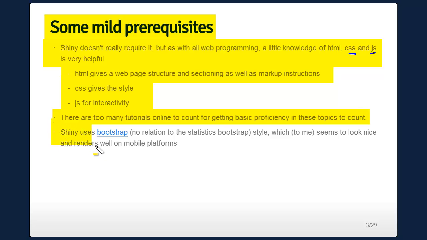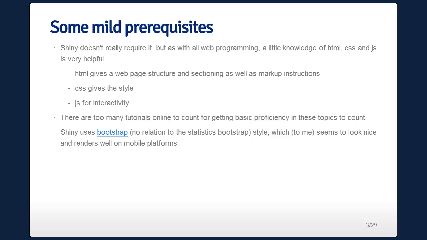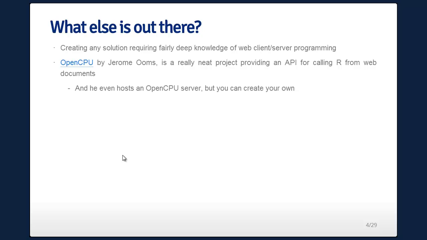The style Shiny uses is the so-called Bootstrap style, which has no relation to the statistical bootstrap, which, as far as I'm concerned, looks nice. And more importantly, whenever you develop a little Shiny app, it always seems to render nicely on mobile platforms automatically, which is the benefit of using this sort of highly polished style guide platform with Bootstrap. So look it up. I believe it's made by the folks at Twitter.